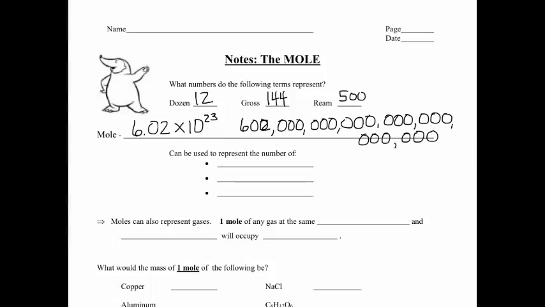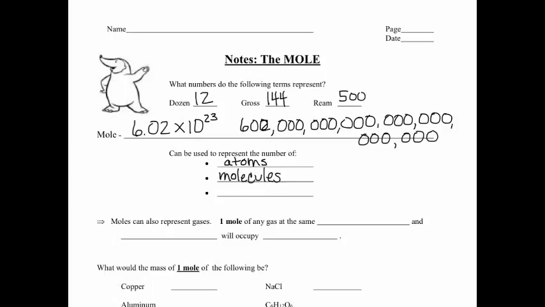It's a huge number. We use this number because when you have exactly 1 mole of a substance, its mass will be the same as its GFM, or gram formula mass. We use this number to represent atoms. You can have a mole of copper. We use this number to represent molecules. You can have a mole of water molecules.